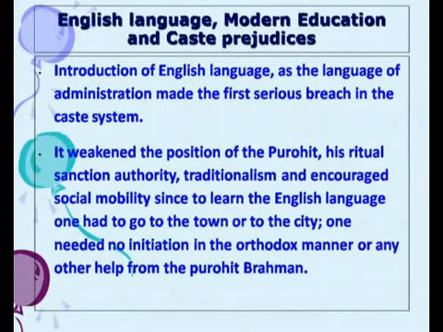The role of the Purohit, his ritual sanction authority, the traditionalism and the immobility of individuals and of the groups had generally sustained the caste prejudices. Introduction of the new language, English, as the language of administration made the first serious breach in the assumed impregnability of the caste system. It weakened the position of the Purohit, his ritual sanction authority, traditionalism and encouraged social mobility, since to learn the English language on the one hand, and to go to the town or the city on the other, one needed no initiation in the orthodox manner or any other help from the Purohit Brahmin.